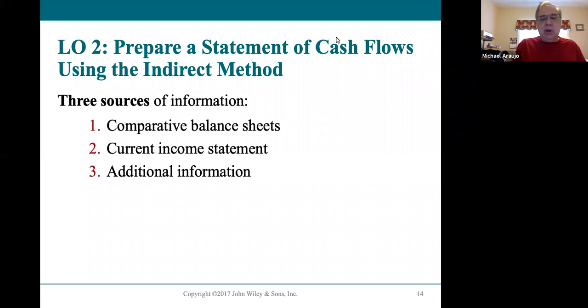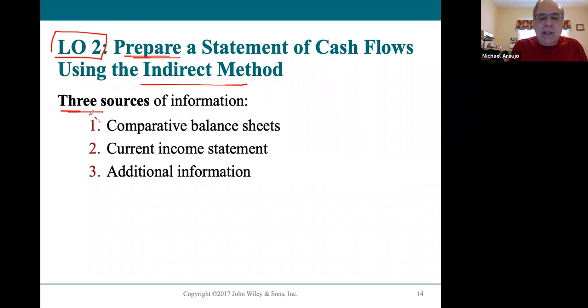Okay, so this is going to be specific to the indirect method of preparing. So the issue here is how to prepare the cash flow statement. This is something that you need to know. How do we get the information we need to prepare one? Well, that's what these three sources are telling you here.